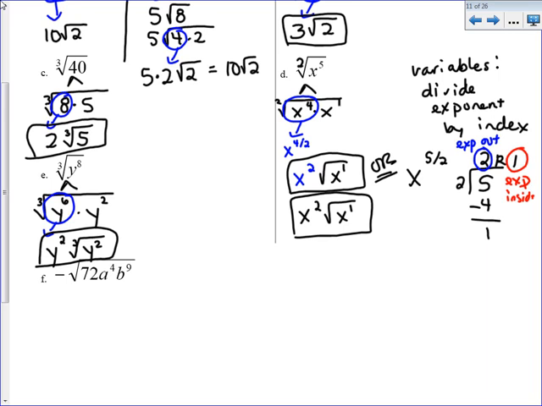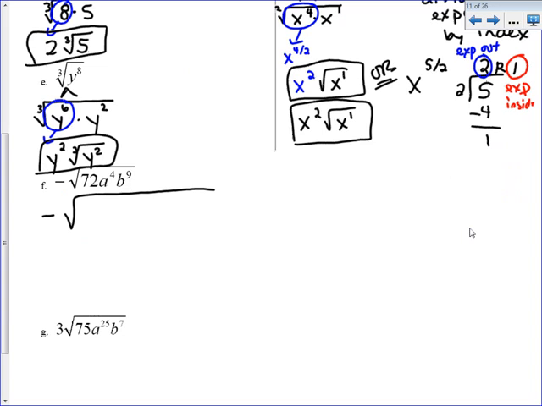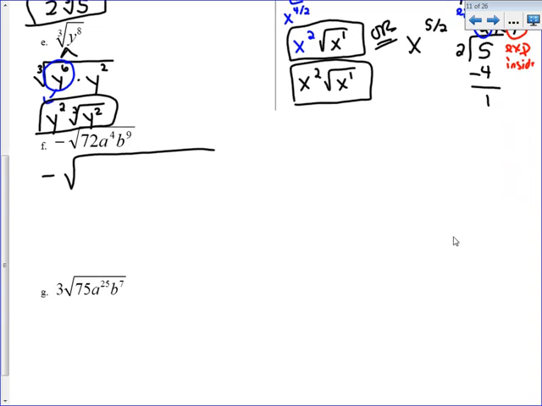All right, F. First off, that negative sign out front. What's that negative sign out front going to do to my answer? Just going to be a negative. So we're just going to slap a negative sign out front. So negative. Now we've got 3 different things we've got to work on breaking up. The number, the A's, and the B's.